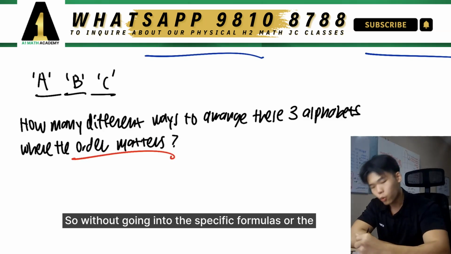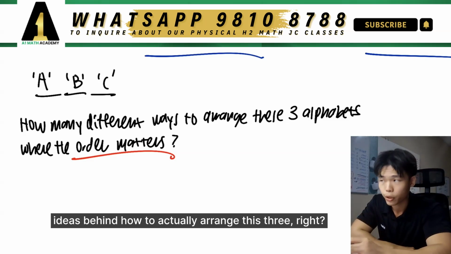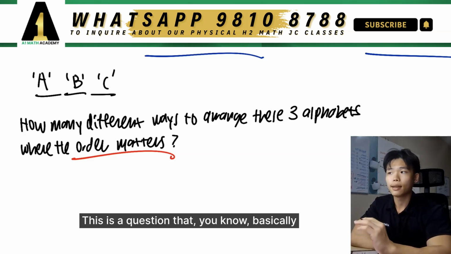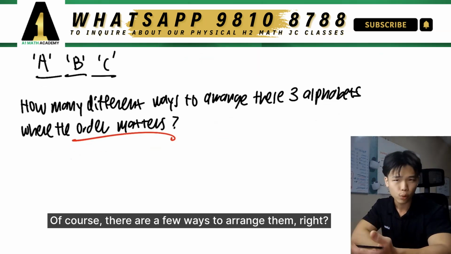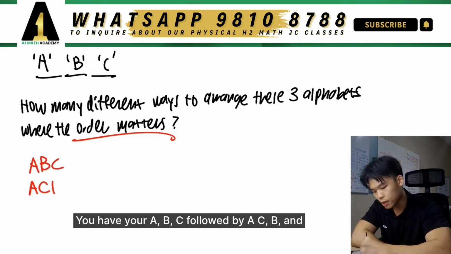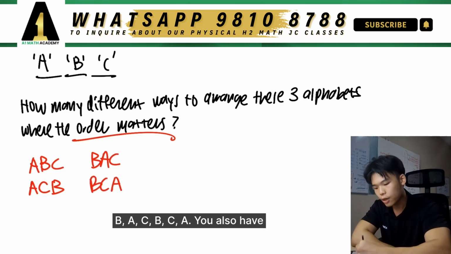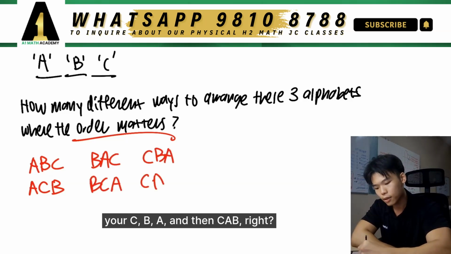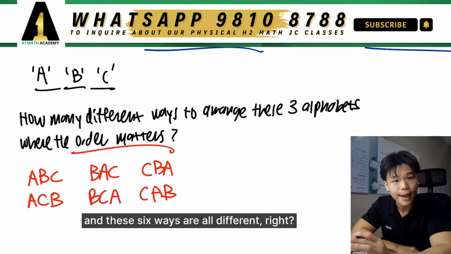Without going into the specific formulas or the ideas behind how to actually arrange this, this is a question that basically asks us how many different ways there are to arrange these three alphabets. And of course, there are a few ways to arrange them. You have your A, B, C, followed by A, C, B, and then B can come first: B, A, C, B, C, A. You also have C, B, A, and then C, A, B. You can see that I have 6 different ways to arrange these three alphabets, and these 6 ways are all different.